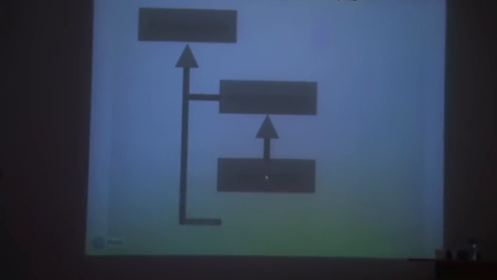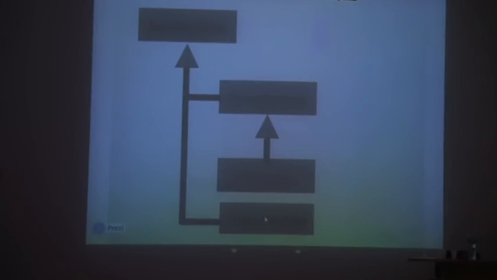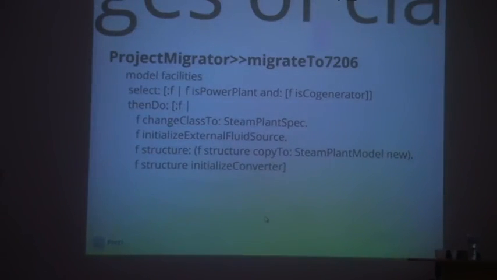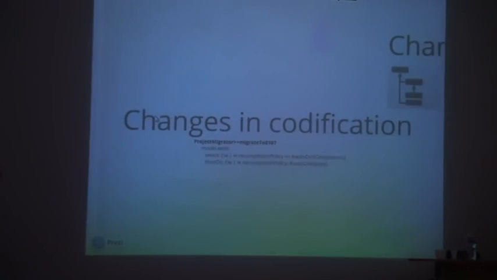Later we decide that it's better to model using a steam plant, which also produces power with a special converter. So here in the migration, we select the facilities that are power plant generators and change their class to the new steam plant spec, and then do some initialization and adapt the extrusion. Yes, we can change the class of those objects when needed.